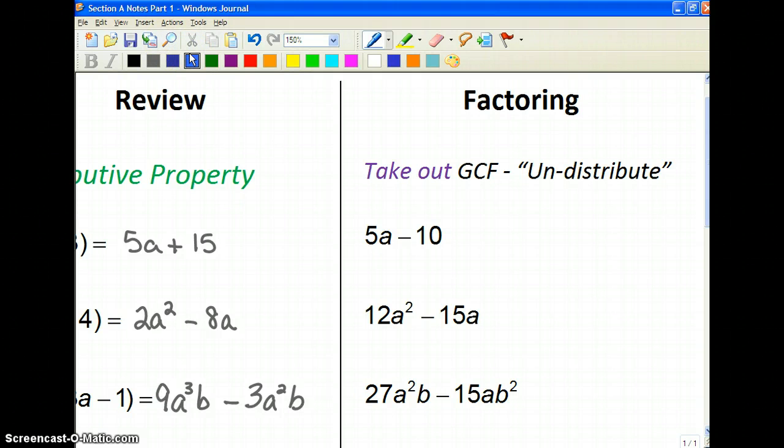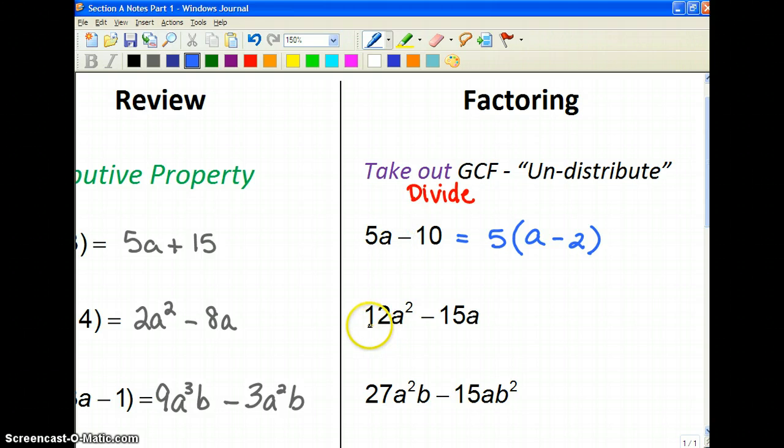So we're going to take out anything that they share or have in common. So if you have 5a minus 10, both of those are divisible by 5. So we will take the 5 out, put it in the front, and when you take out, you're thinking, I want to divide. So if you divide 5a by 5, you get a, and if you take 10 divided by 5, you get 2. You can always check your answer by redistributing and see if you get the original problem.